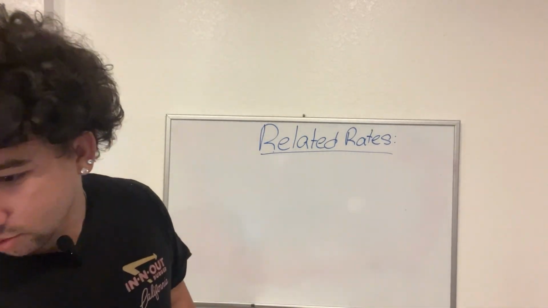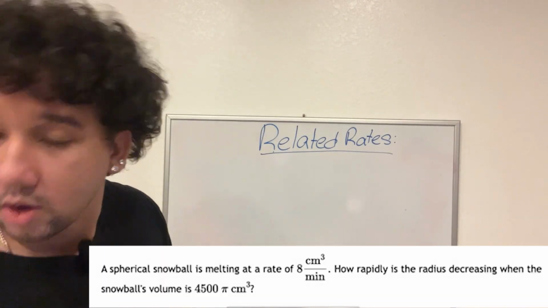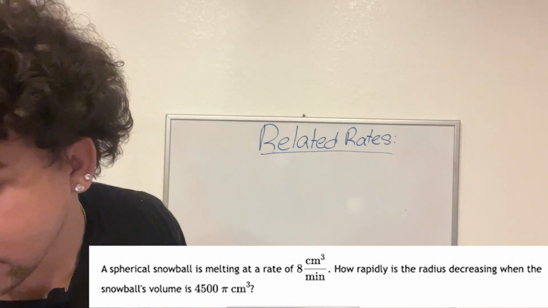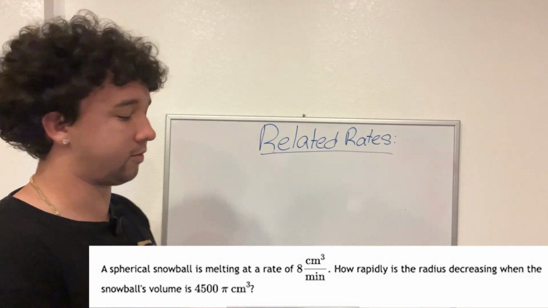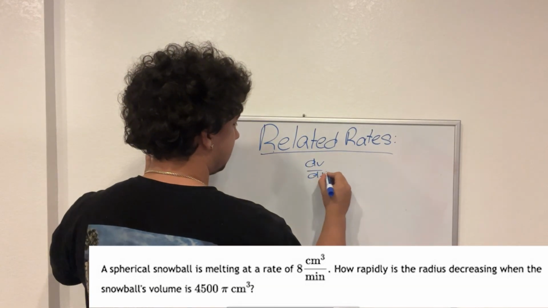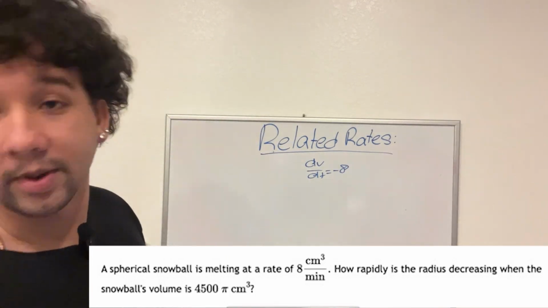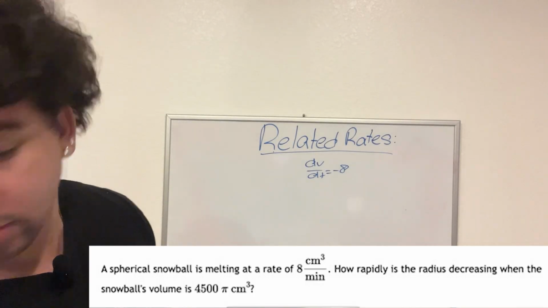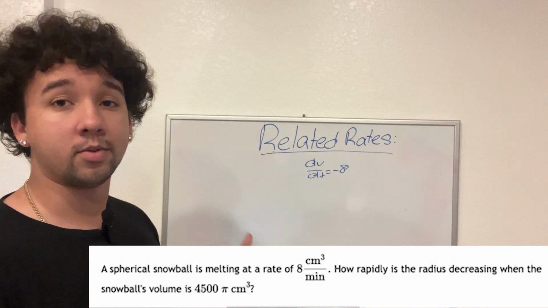All right, next one here. We have a spherical snowball melting at a rate of 8 centimeters cubed per minute. Well, I'm hearing sphere. Sphere is three-dimensional, so I'm automatically thinking volume. Centimeters cubed means we're dealing with volume. So dV/dt is equal to -8. And why? Because it's melting. In other words, it's decreasing at -8 in this case. The reason I chose dV/dt is that it's volume, but it's the rate at which it changes. So it's not just volume, it's the rate.